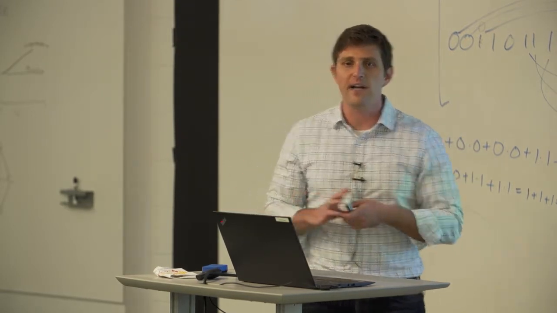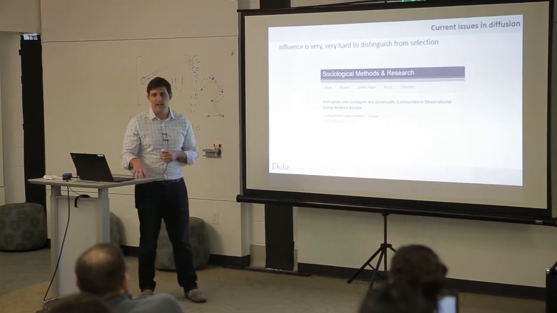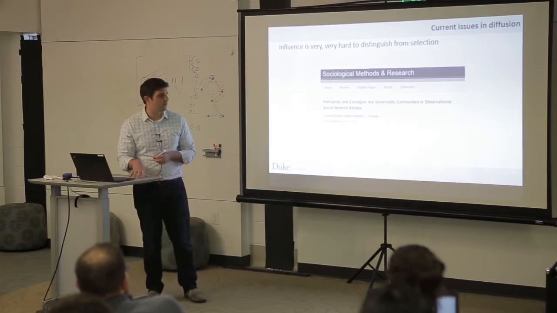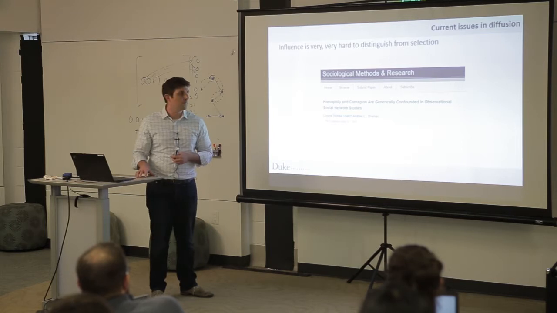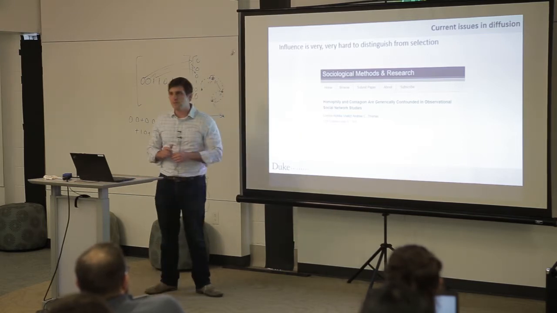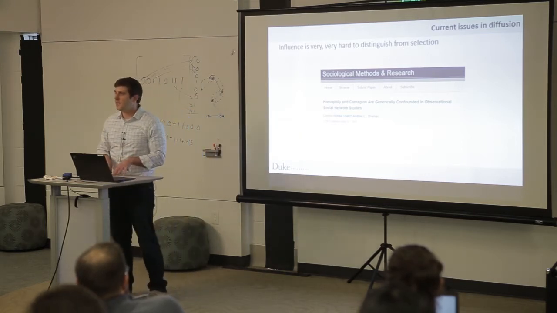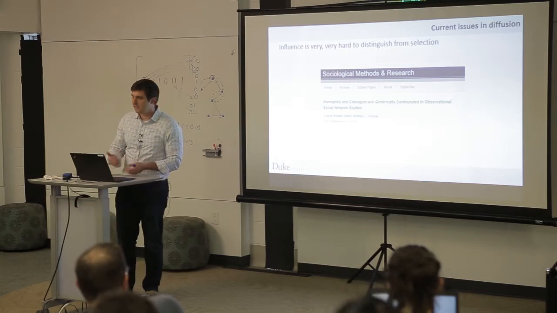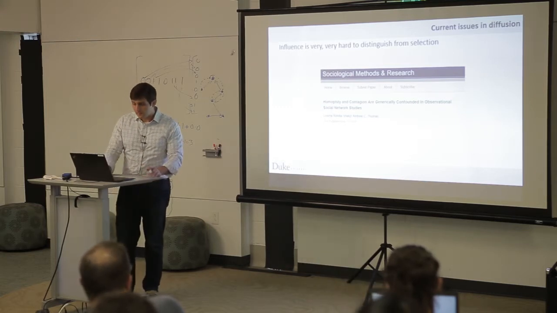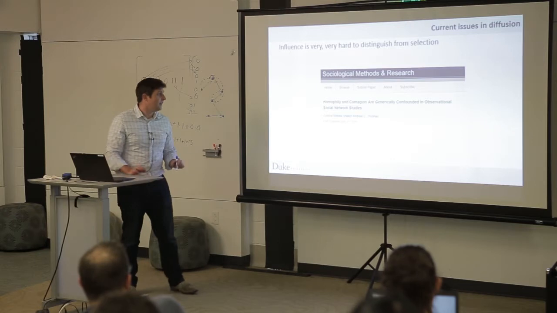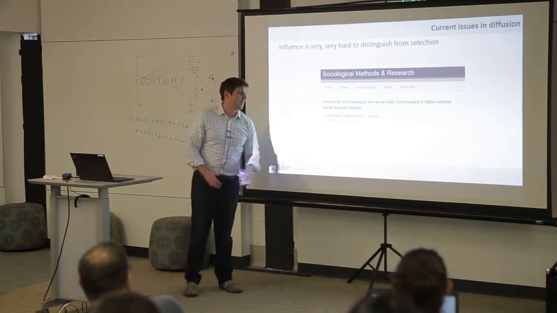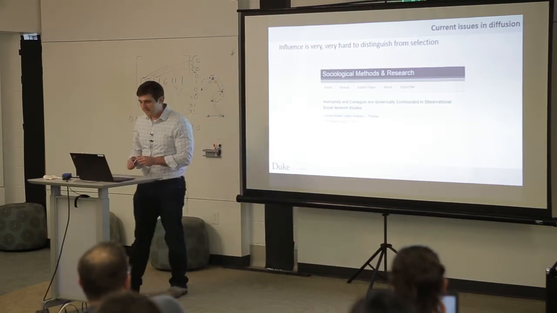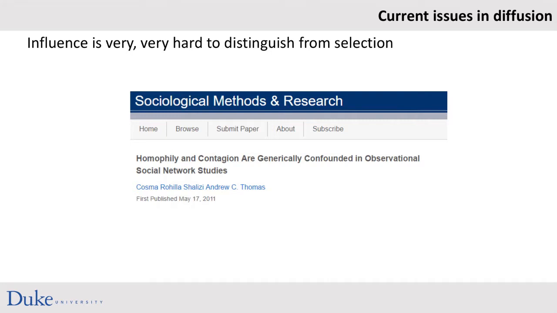And so David on Friday is going to be talking to us about one of the best methods that we have for parsing this out in observational data, called the Siena model. But there's been a fair amount of pushback about to what extent we can actually determine these things from observational data, resulting in a particularly provocative paper by Shalizi and Thomas, which said homophily and contagion are generically confounded in observational social network studies.